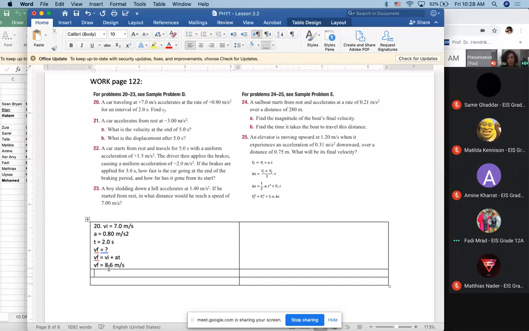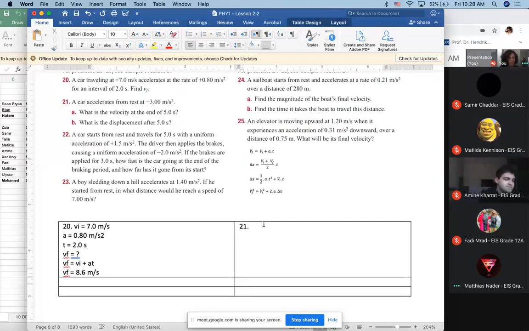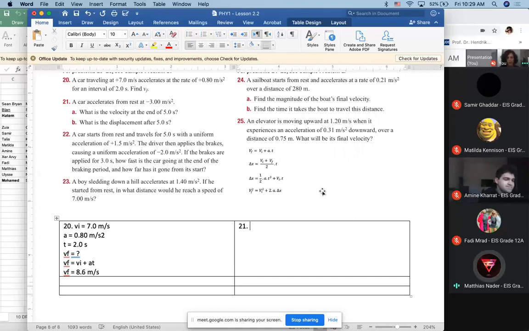Matthias, number 21. Matthias is not here, yes? Yes, ma'am. Okay, what do we have? Hi, ma'am. A car accelerates from rest at negative 3.00 meters per second squared. So A, what is the velocity at the end of 5 seconds? So I use VF equals VI plus A times T. So VF is equal to 0.